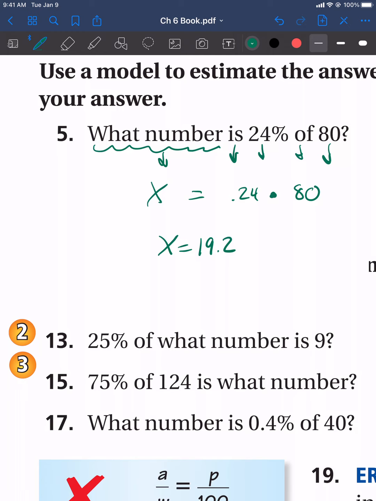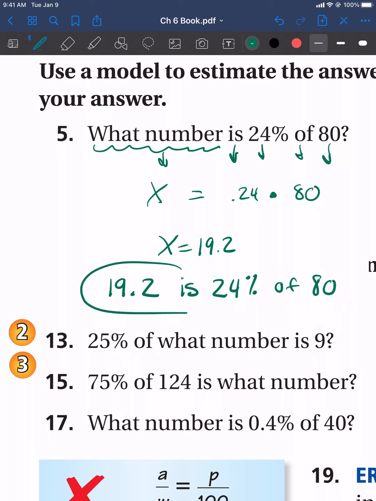But then for your final answer, I would say 19.2, because I'm going to plug it back into the question: 19.2 is 24% of 80. That's the answer I'm looking for.